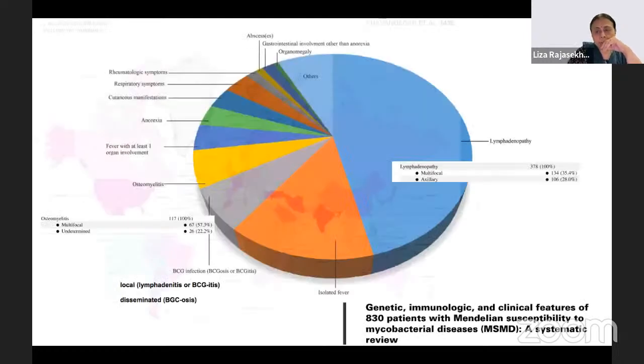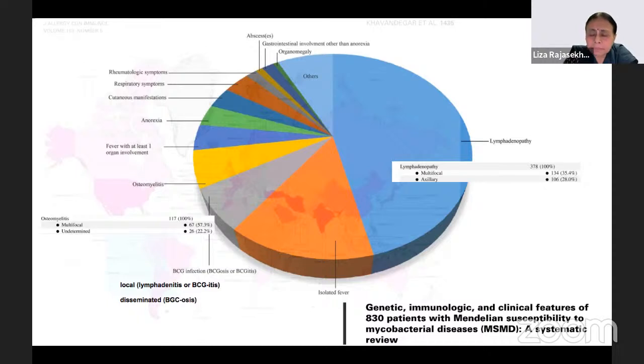So this slide is basically a collection of 830 patients with MSMD. It's a review. And what I wanted to show you here is, if you can see at the background the global map, then the darker areas are the areas from where a lot of MSMD has been reported. And you can see that from India also, a lot of cases of MSMD have been reported. This is not surprising because we are endemic for tuberculosis. But when do you suspect MSMD in a patient with tuberculosis?